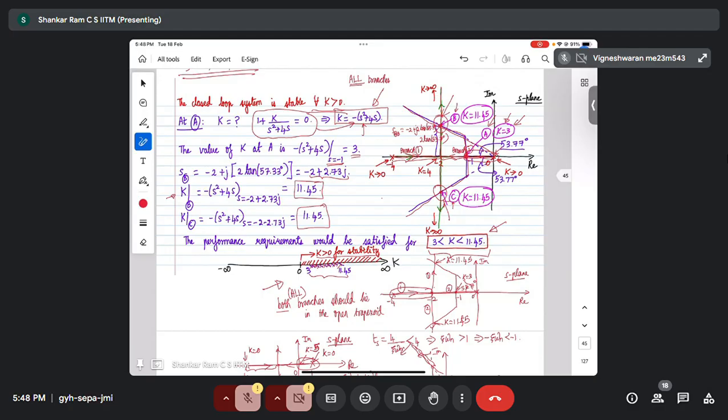On the other hand, if I have only the peak overshoot as my performance metric, not settling time, the feasible range of k will be 0 to 11.45. So that's how things will be. I hope that these examples are clear.